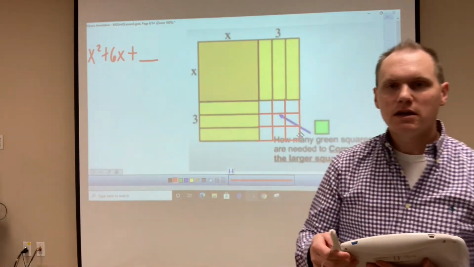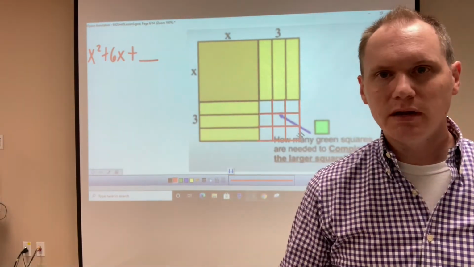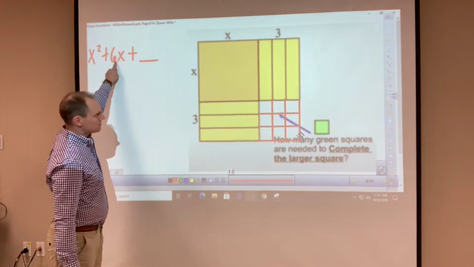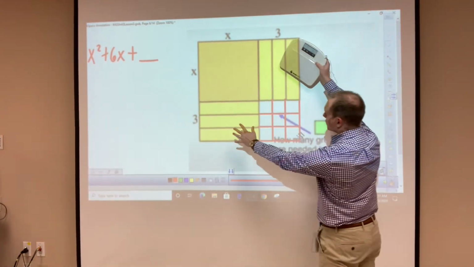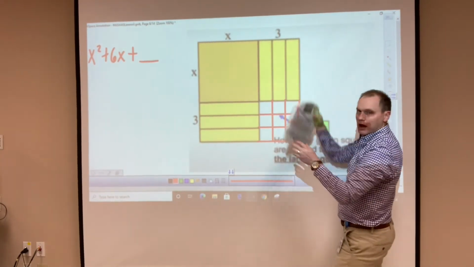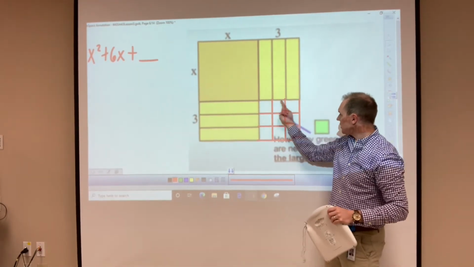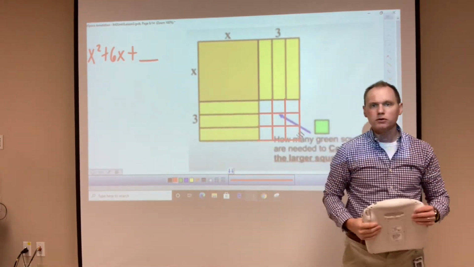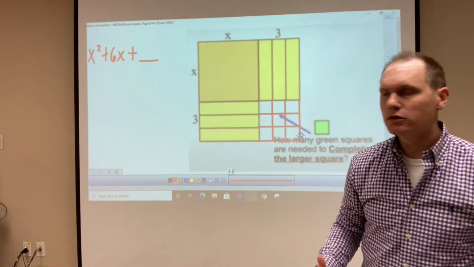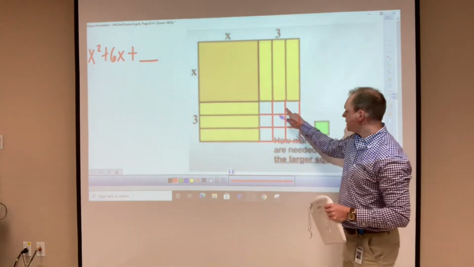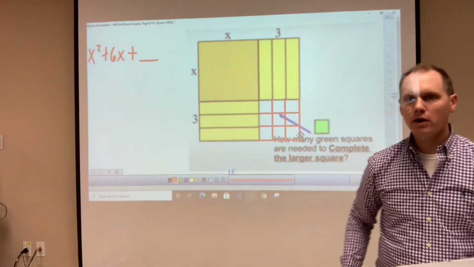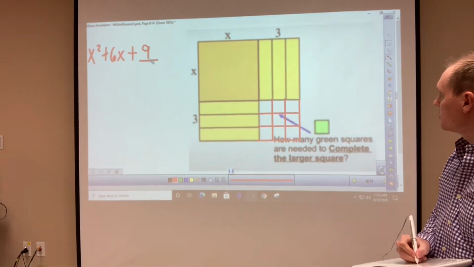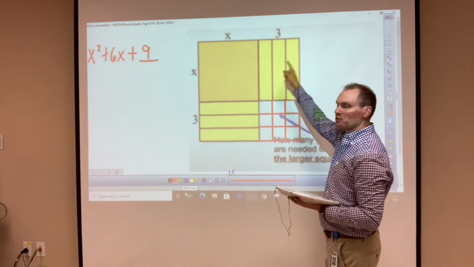And I want you to connect it to this whole idea of B divided by 2 squared. What we've done here is we've taken B, which is 6, and divided it by 2, so we put half of it here, half of it there. And then that length, the B divided by 2 length, becomes the side length of the square that we need to build in order to complete the larger square. So the number of tiles we're going to need is B divided by 2 squared. So we're going to need to add 9 to the blank here in order to literally complete the square.